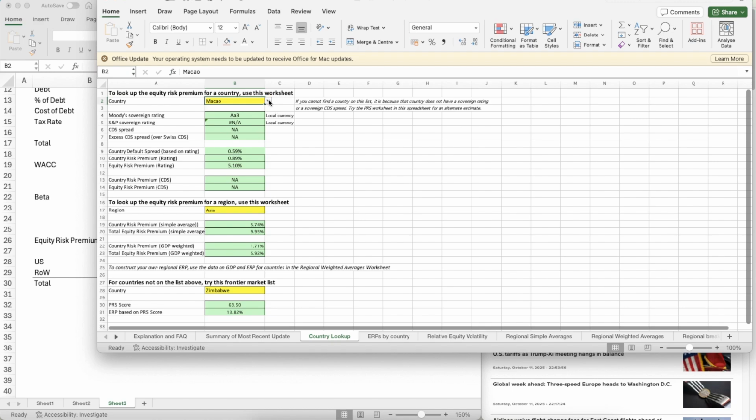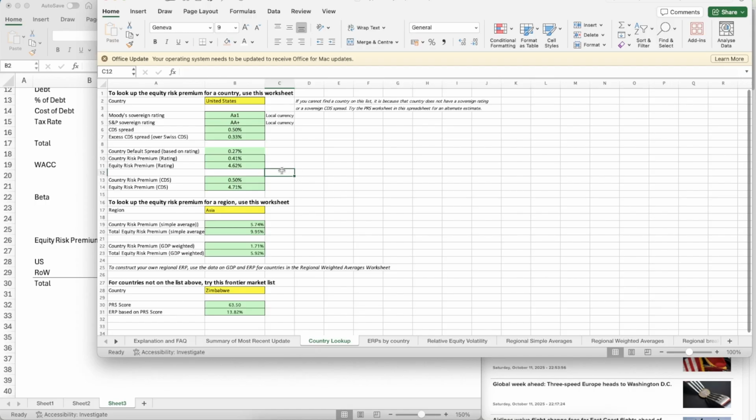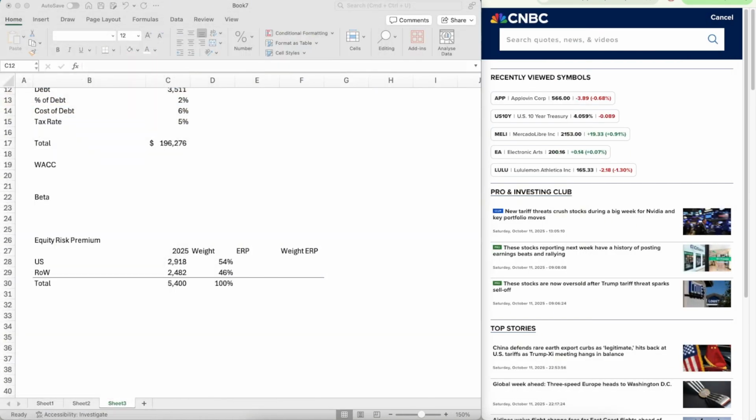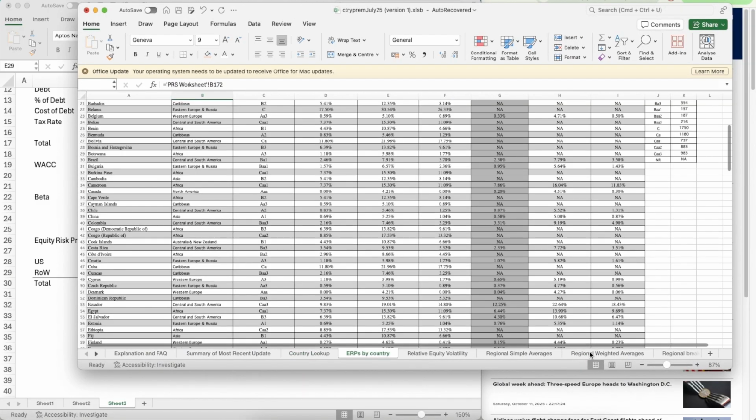So if we take the US, it's easy. Well, the equity risk premium is never easy. It's never that accurate. 4.62, and this is actually a bit out of date, but for now we'll use it just for the concept. And as you guys get better in this, you put your own figures in, and you do your own research, you'll start adding your own way of doing it. ERPs by country. Actually, we want a regional weighted average.